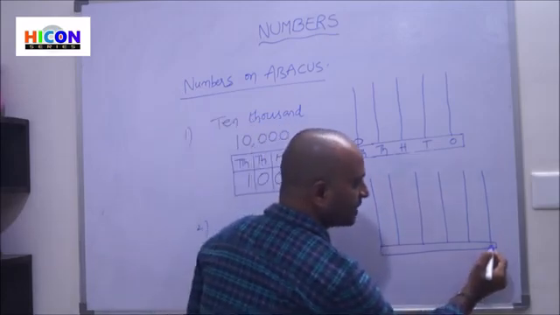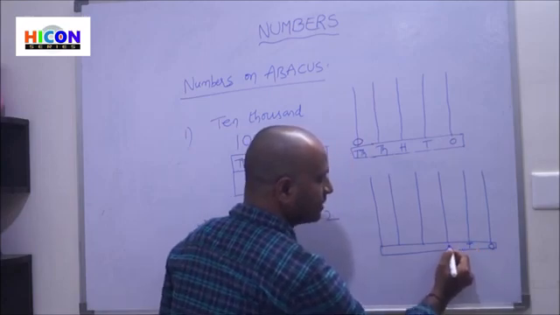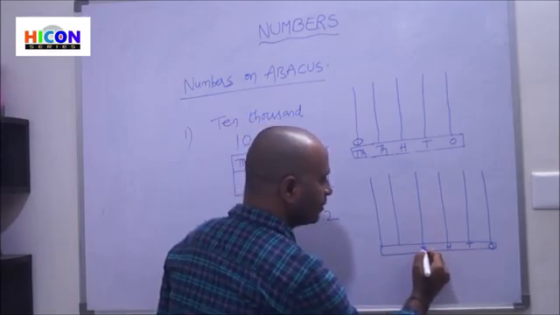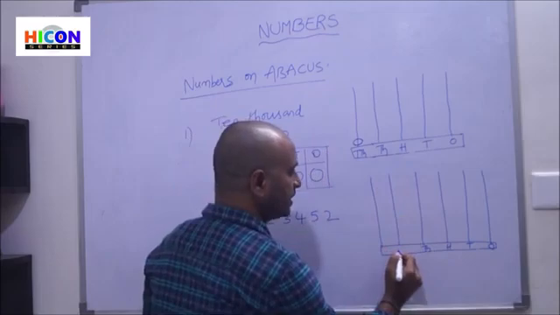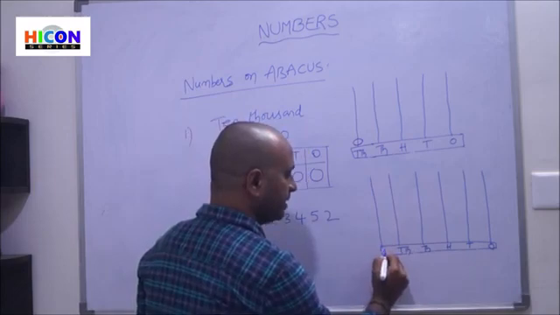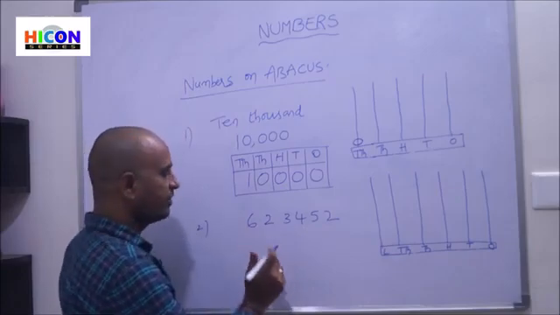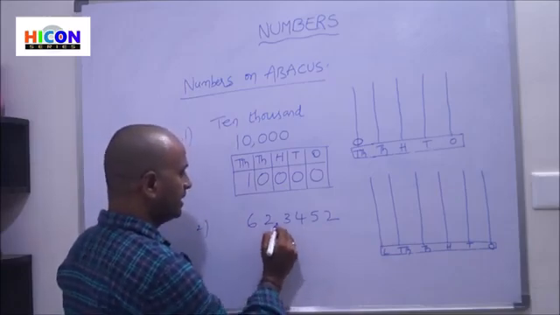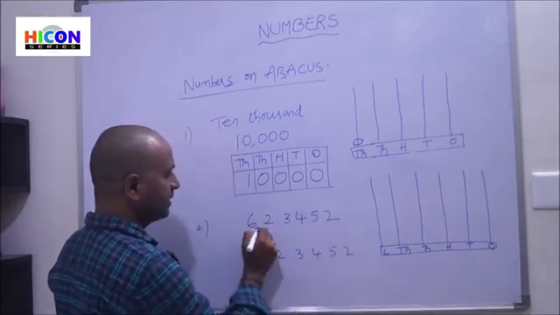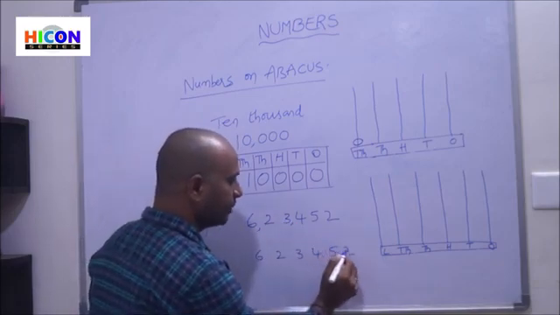The first stick represents ones place, the second stick represents tens place, the third stick represents hundreds place, the fourth stick represents thousands place, the fifth stick represents 10,000s place, and the sixth stick represents lakhs. Now write the place value chart. The given 6-digit number is 6, 2, 3, 4, 5, 2. That means 6,23,452.